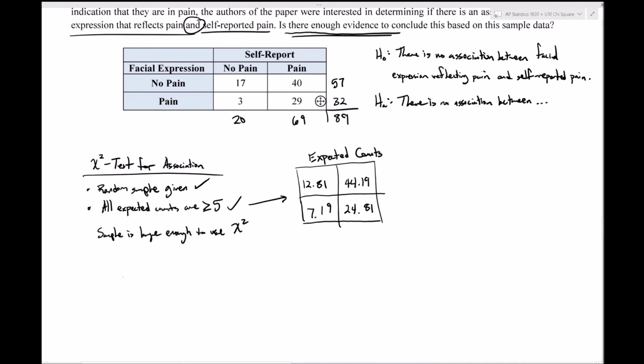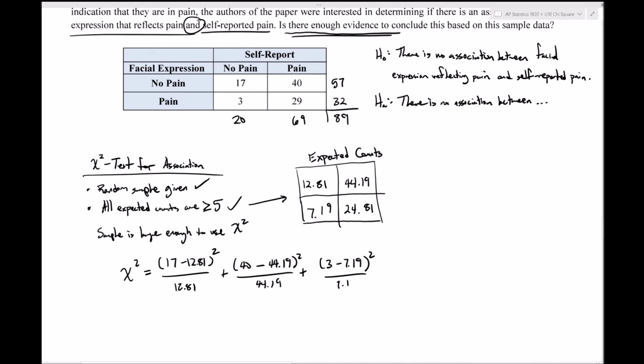So then the chi-square formula, I'm going to write all 4 because there's 4 of them. So it's 17 minus 12.81 squared over 12.81, plus 40 minus 44.19 squared over 44.19, plus 3 minus 7.19 squared over 7.19. If this were an AP exam and I were taking that, I'd want to be safe about it and show all that information as opposed to taking a cheap shortcut and doing the first and last.